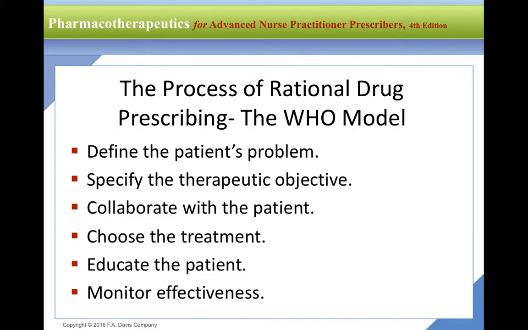So the WHO model for the process of rational drug prescribing is pretty easy. You want to define the patient's problem, specify the objective. Like with that infection we talked about earlier, it is clearing the infection. You want to collaborate with the patient because you have to make sure the patient knows what they're taking, why they're taking it, and what outcomes and side effects they can expect, like the clearing of the infection, alleviating any pain or inflammation they may have, etc. Choose the treatment, educate the patient, and then monitor for effectiveness. And that may be short-term or long-term depending on what problem we're treating.